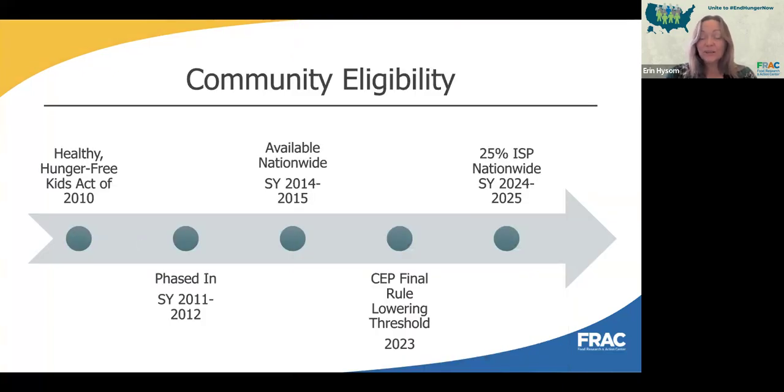So looking at a brief history, community eligibility was authorized in the Healthy Hunger-Free Kids Act of 2010. It was phased in gradually, state by state, over the next few years until it became available nationwide in the 2014-2015 school year. Last school year, USDA released a final rule that lowered the participation threshold, meaning more schools were eligible to adopt the community eligibility provision. That new threshold became available nationwide this school year, 2024-2025. Next slide, please.